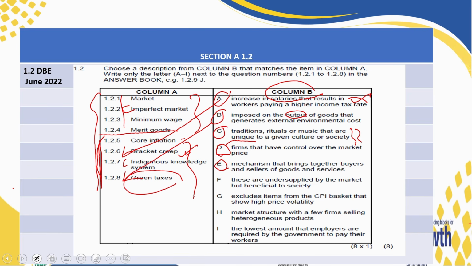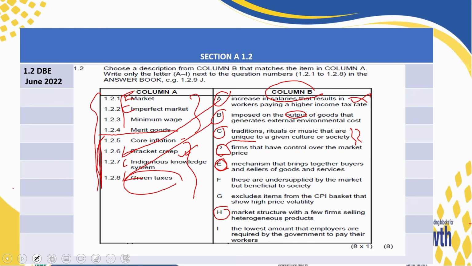Now, let's go to E. Mechanisms that bring together buyers and sellers of goods and services. Again, where are we? We should be in microeconomics. So what is this? This one is a given. We know it. We now look at what is left. It's a market, minimum wage, merit goods, core inflation. No, it should be here. So what is it? It is our market. And what letter is it? It's letter E.